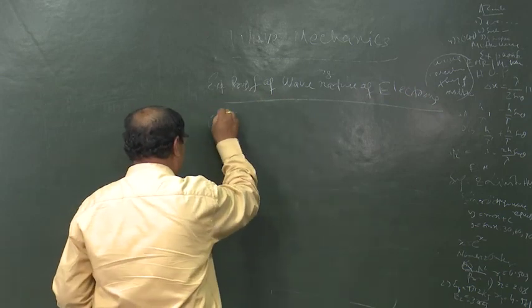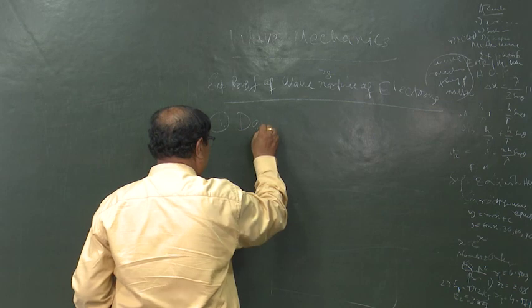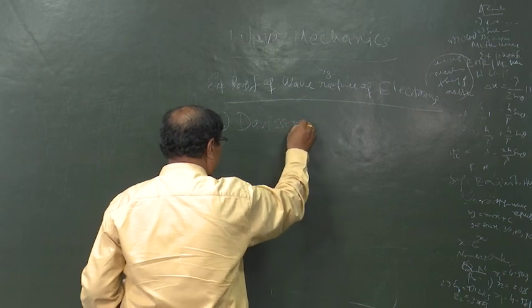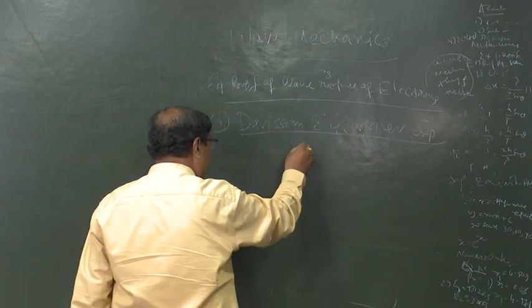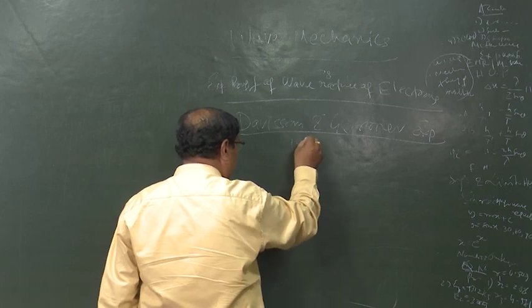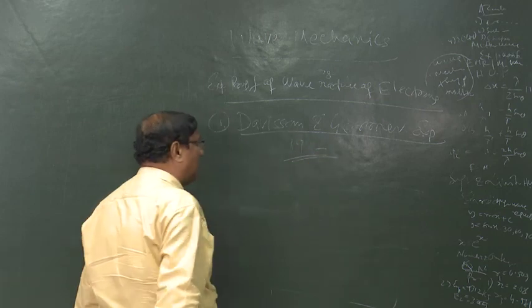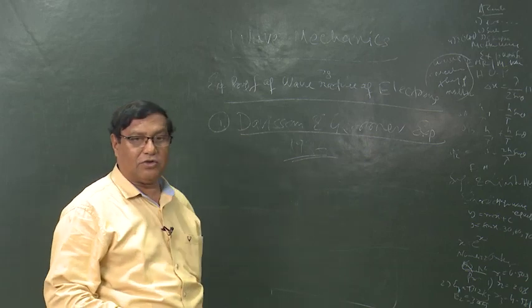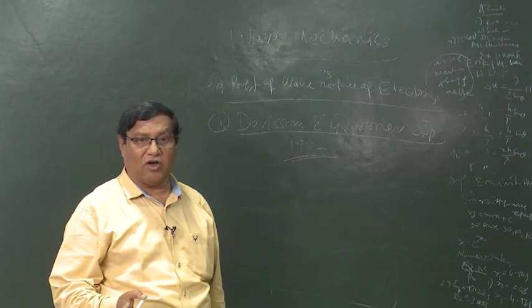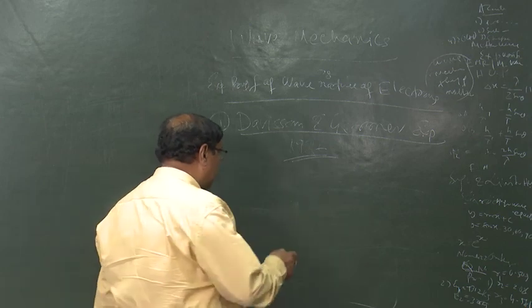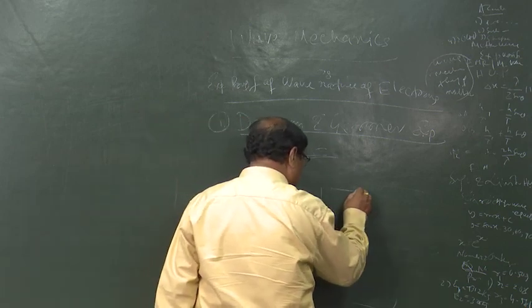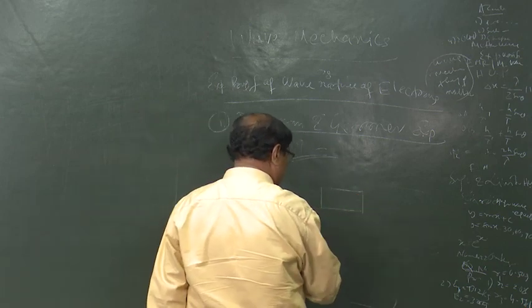The two scientists, Davisson and Germer, did the Davisson and Germer experiment. In 1926, Davisson and Germer suggested the wave nature of electron. So, what did they do? They took a nickel crystal. This is a nickel crystal.